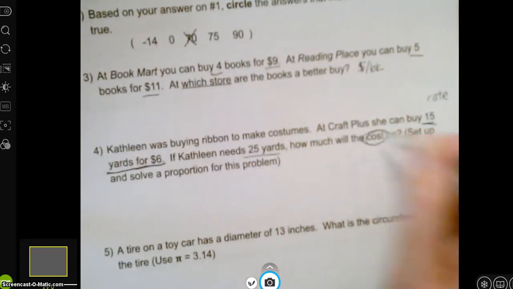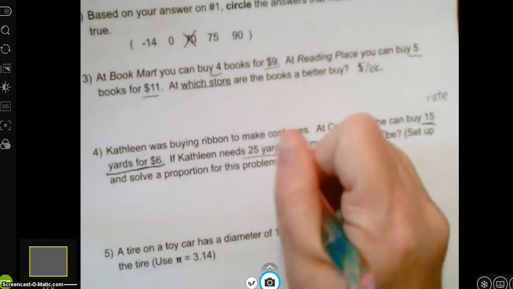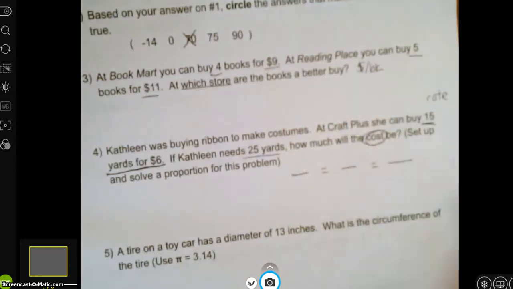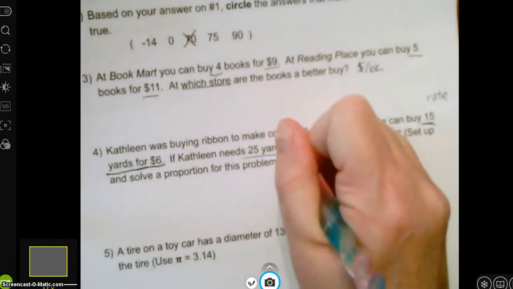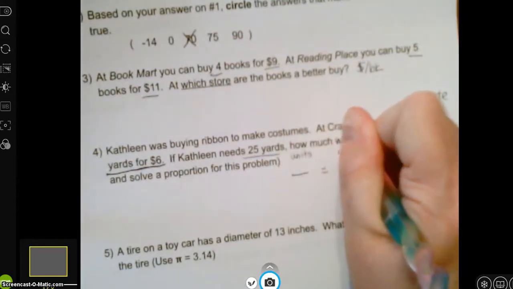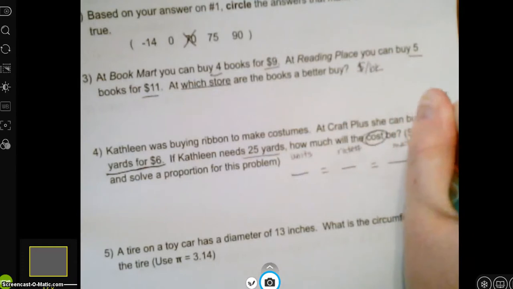So we're looking for the cost. And it says set up and solve a proportion. Well, that was one of the first things here, is that it says rate. So when I have that rate, that helps me set up my proportion, right? So proportion, remember, we do line equals line equals line. Our first line is always our units. Second one is the rate numbers, that initial rate, and then we match up everything else. Okay?